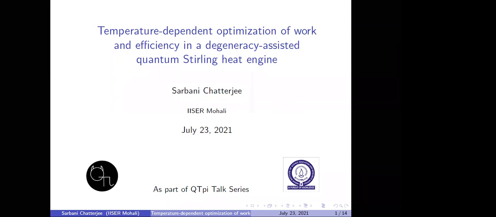I am Sarvani, and today we shall get familiarized with the quantum Stirling heat engine. We shall also have a look at how work and efficiency can be optimized with temperatures of the thermal baths. In this session, we shall review the recent study on the temperature dependence of the work and efficiency of a degeneracy assisted quantum Stirling heat engine that was carried out by Chandan Kumar, Argdeep Konar, Sohini Chatterjee, and myself.